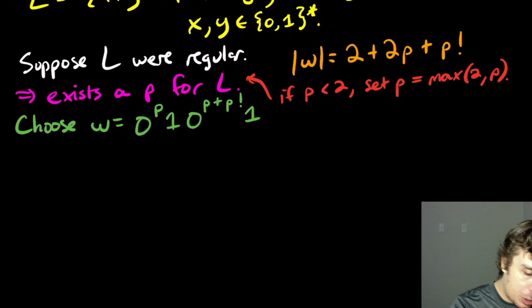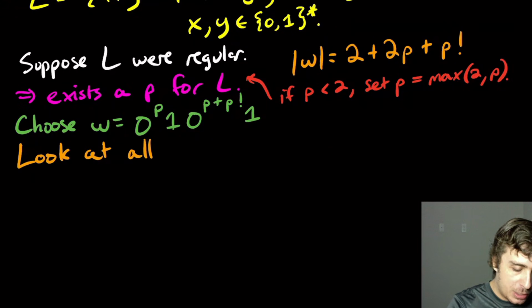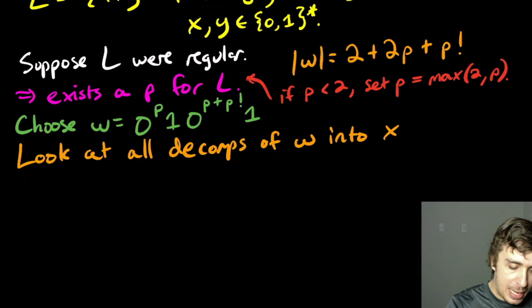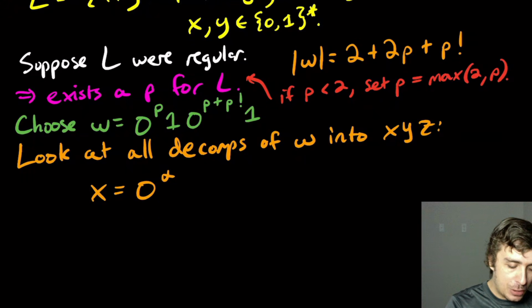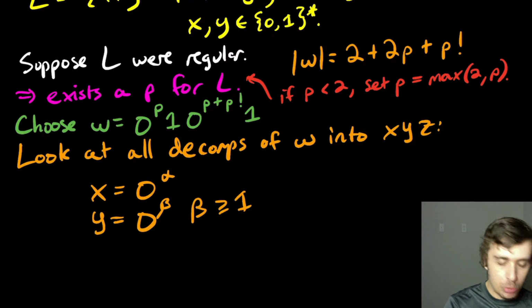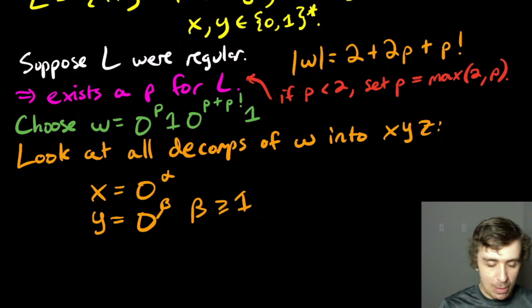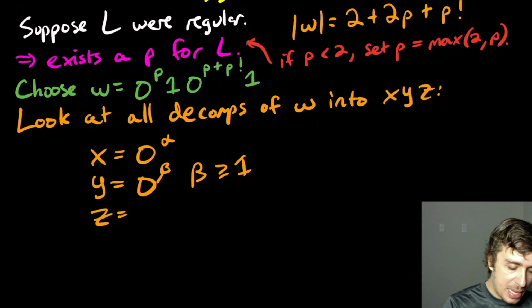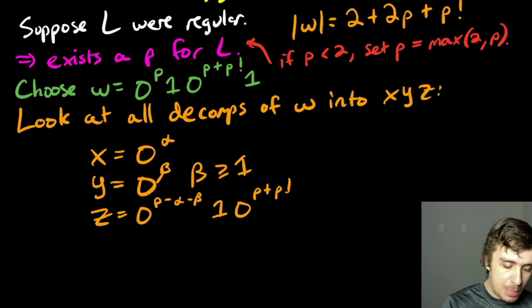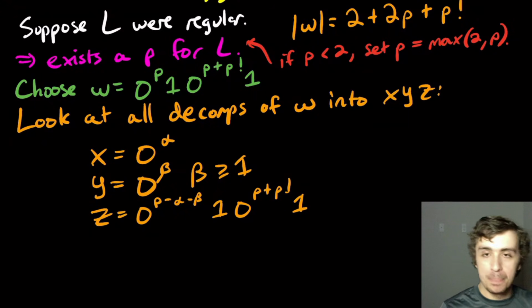All right, so let's look at all decompositions of w into x, y, and z. The decompositions look like this. It's going to be alpha zeros for the x part, beta zeros for the y part. Again, these are just any old numbers, because this is any possible decomposition, and this is just saying what the length is. And z is going to be p minus alpha minus beta zeros, 1, p plus p factorial zeros, and then the 1.